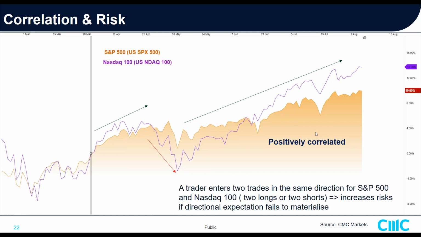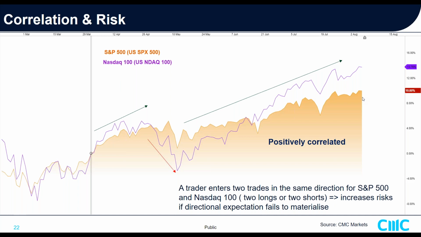So if I were to enter two trades in the same direction for the SPX and Nasdaq 100, let's say I long two lots of Nasdaq and I long two lots of SPX 500, you realize that I will be overexposing myself to similar risks. If I were to get both of these trades wrong, because they move hand in hand, then if Nasdaq 100 comes down, SPX 500 will also likely come down. So my risk exposure actually increases because they are positively correlated.